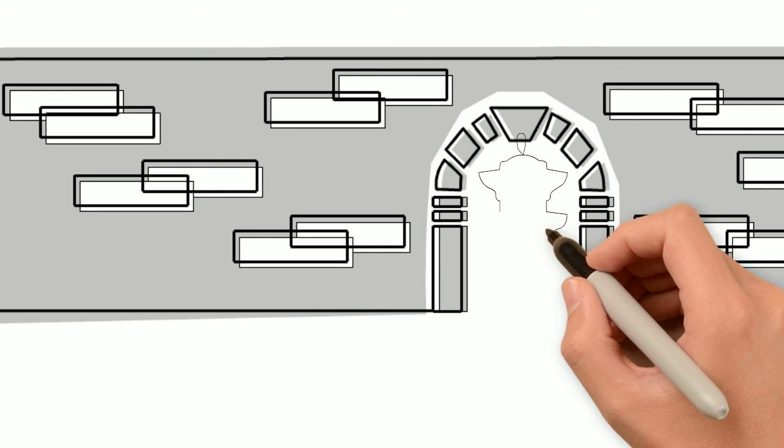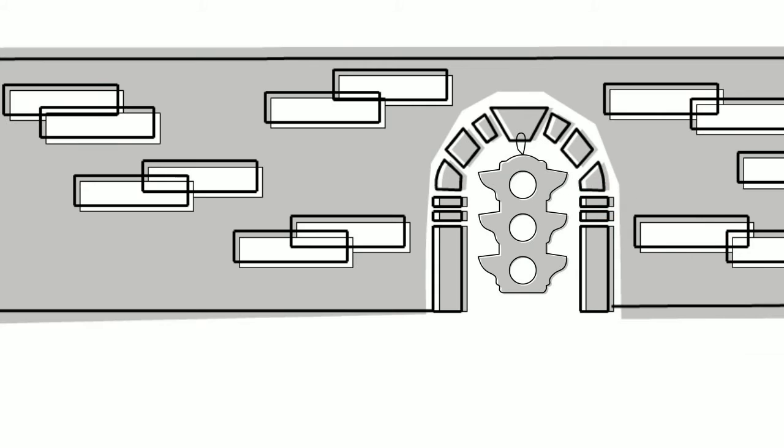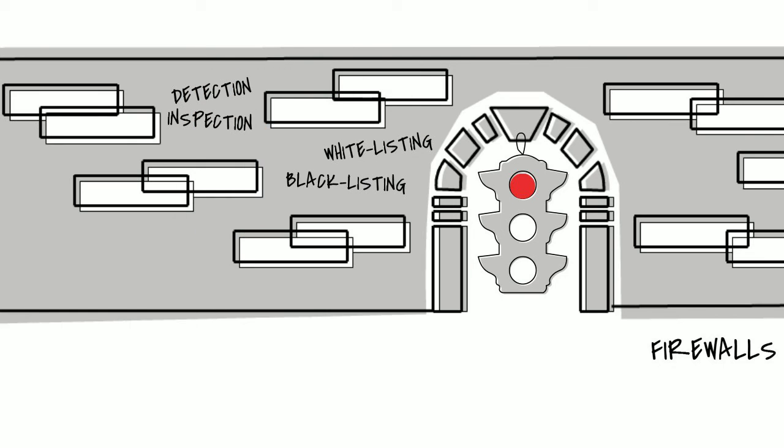First, the perimeter of any network is protected by various types of hardware and software-based firewalls. These firewalls stop any unwanted traffic or malware from penetrating that network. They do this through various techniques such as whitelisting, blacklisting, detection, inspection, and rules-based algorithms.